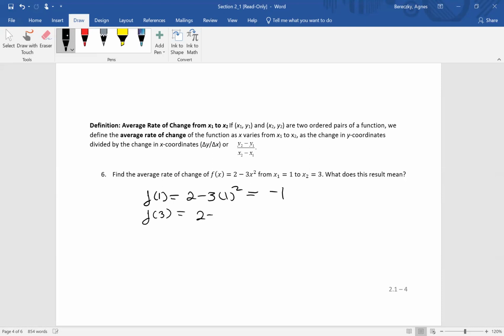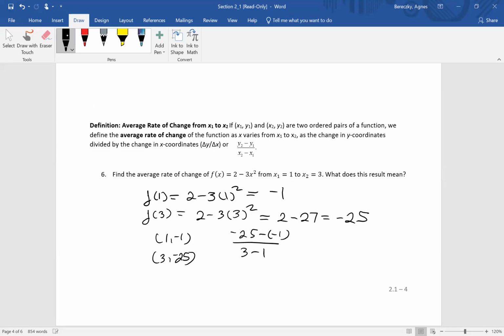2 minus 3 times 3 squared, which will equal 2 minus 27 equals negative 25. So we have 2 points, 1 with the negative 1 and then 3 with the negative 25. So we use the formula negative 25 minus negative 1 over 3 minus 1, which will give us negative 24 over 2, which is negative 12. So that is the average rate of change.